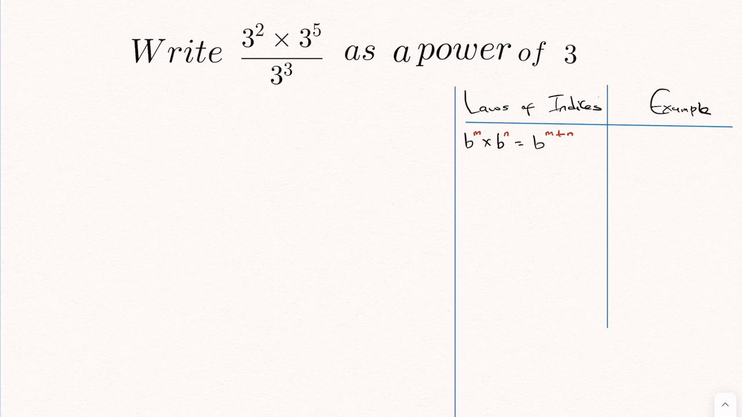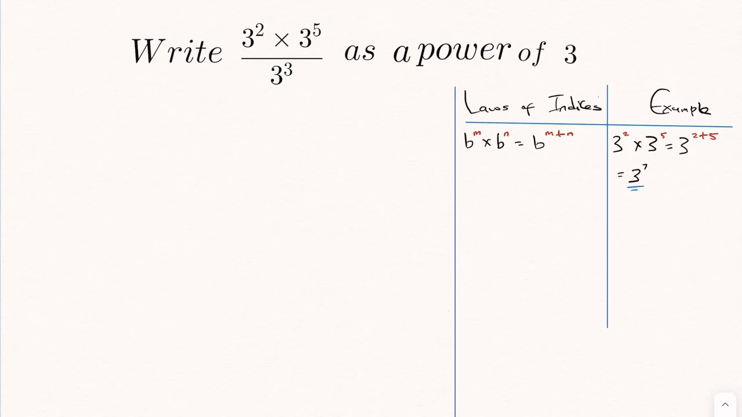So for an example, just like in the question that we have here, we have 3 raised to the power of 2 times 3 raised to the power of 5. Since they are in the same base of 3, you just add up their powers. So it's the same thing as saying 3 raised to the power of 2 plus 5, and 2 plus 5 is 7. So you say 3 raised to the power of 7. And that's it.